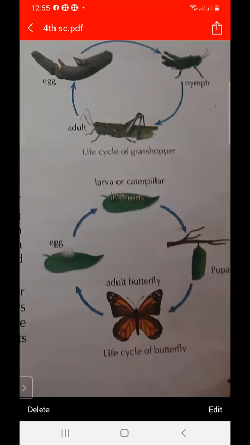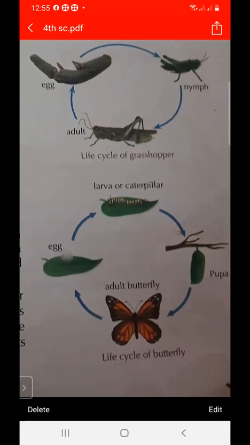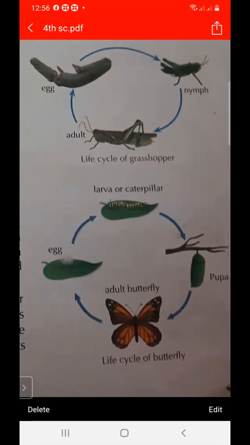And next, what is the life cycle of butterfly? Firstly, the egg is converted into the larva, and this larva is changed into the pupa, and then this pupa is changed into the adult butterfly.